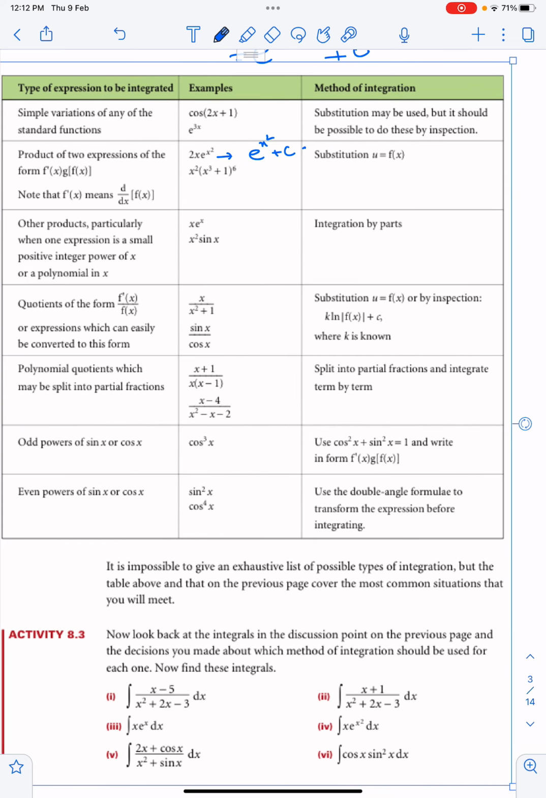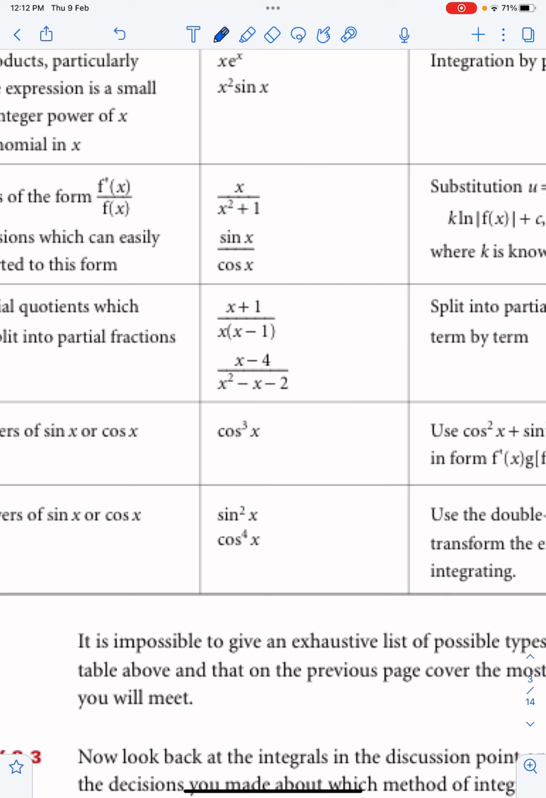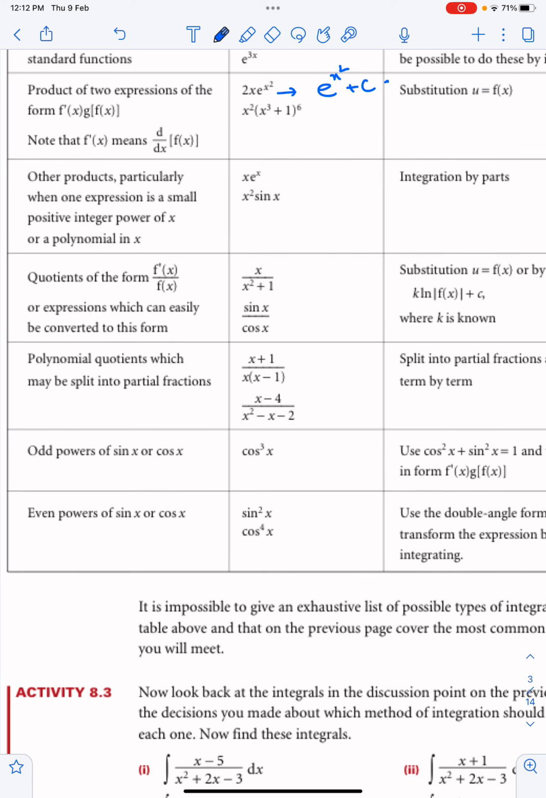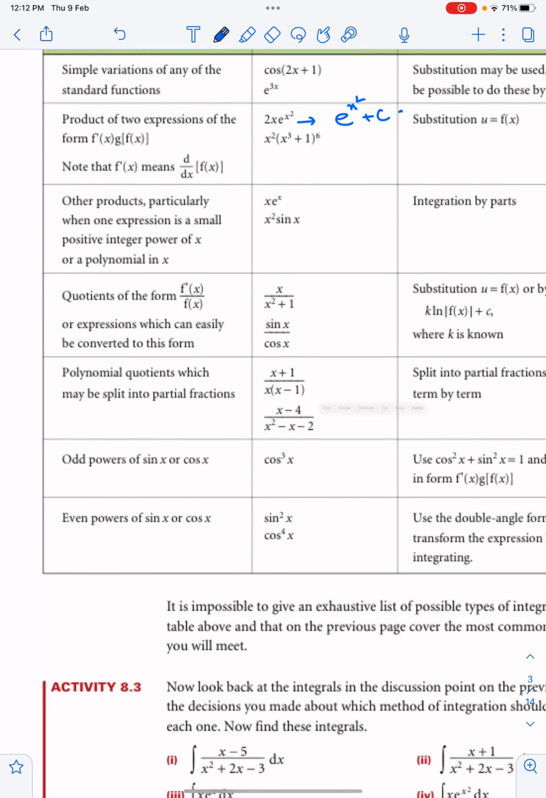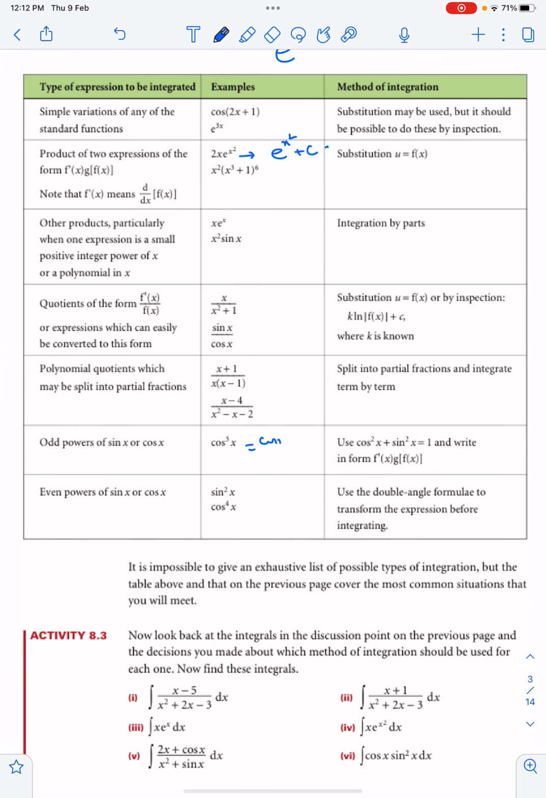Now with odd power of sin x or cos x, you can use the identity, split cos x into cos x and cos square x, and in place of cos square x you can write 1 minus sin square x. Okay, and then go ahead with the trigonometric process.